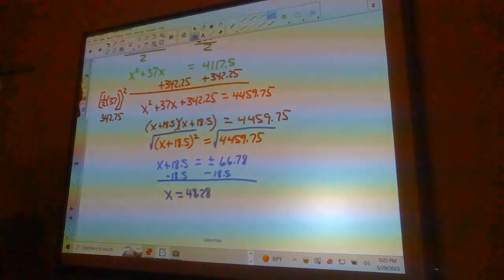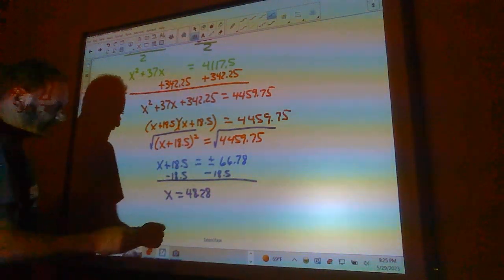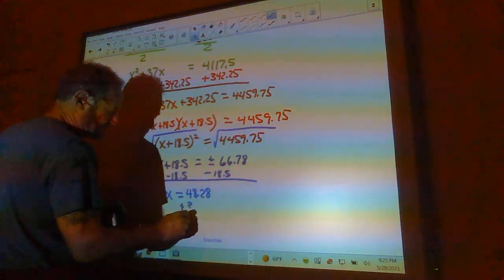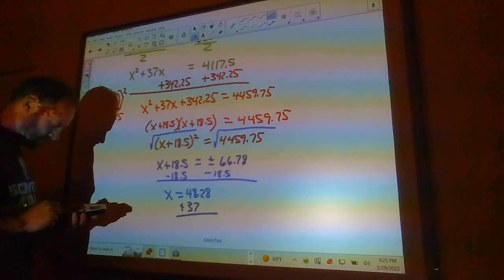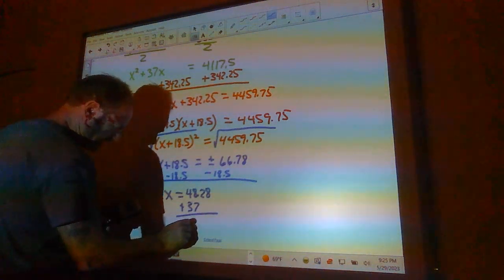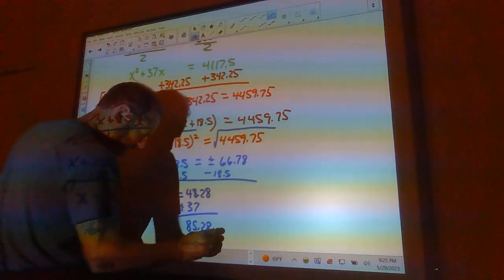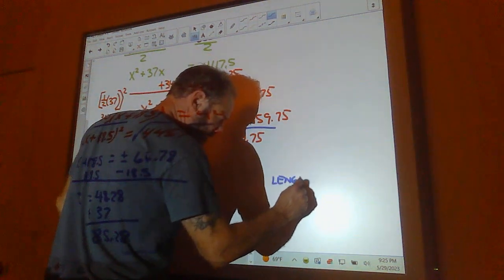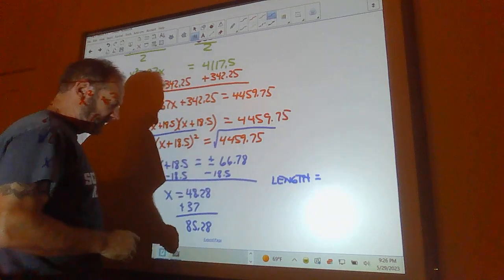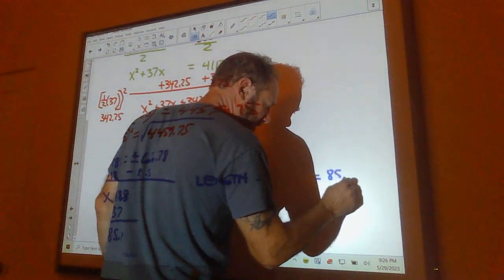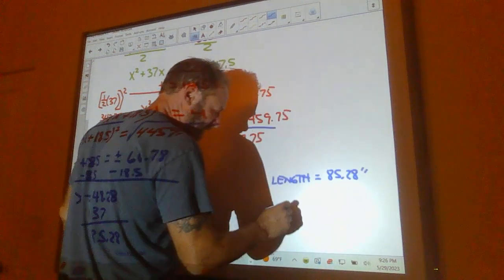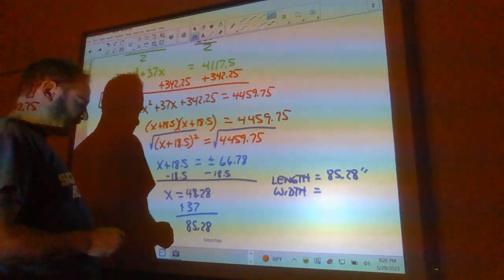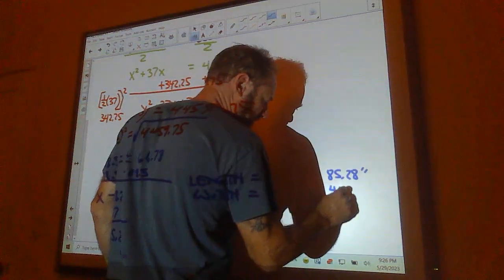That's going to be the x side. And then the other side should be 37 more than that. So that's going to be 85.28. So the length would equal 85.28 inches. And the width, or the height, is going to be 48.28 inches.